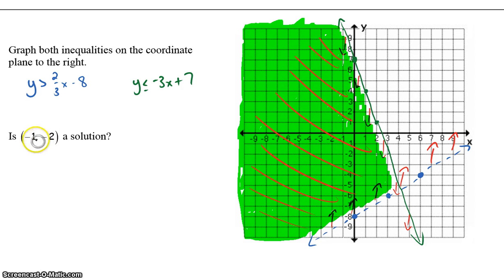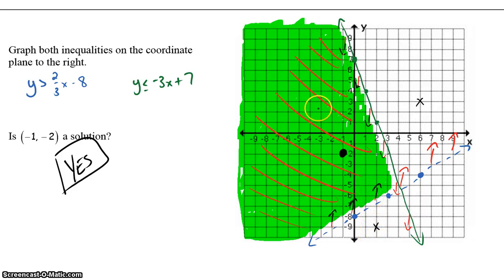Therefore, when I'm looking to see if (-1, -2) is a solution to the system of inequalities, I'm checking again, is it in the shaded region completely? So is this a solution? Yes, because it is in the shaded region. Had I asked you if, say, (6, 3) was a solution, we'd have to say no. Even though it is a solution to the blue inequality, it is not to the green. Similarly, the point (2, -9) would be a no.